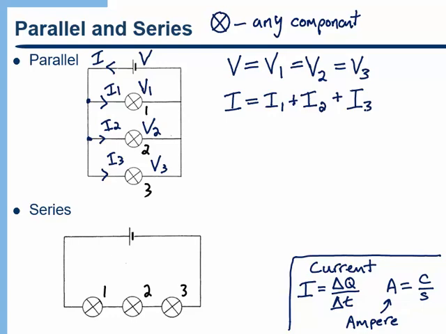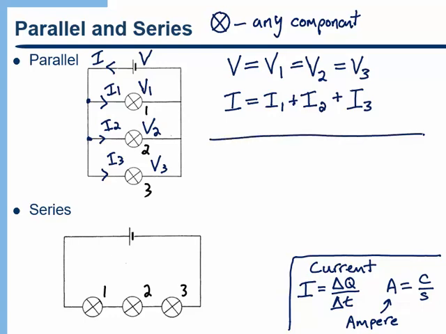Okay, so that's a parallel circuit. Now, one of the interesting things about a parallel circuit, picture these three things as being light bulbs. If you unscrew one of those light bulbs or one of them burns out, it does not affect the other two because they're all essentially independently connected to the battery.